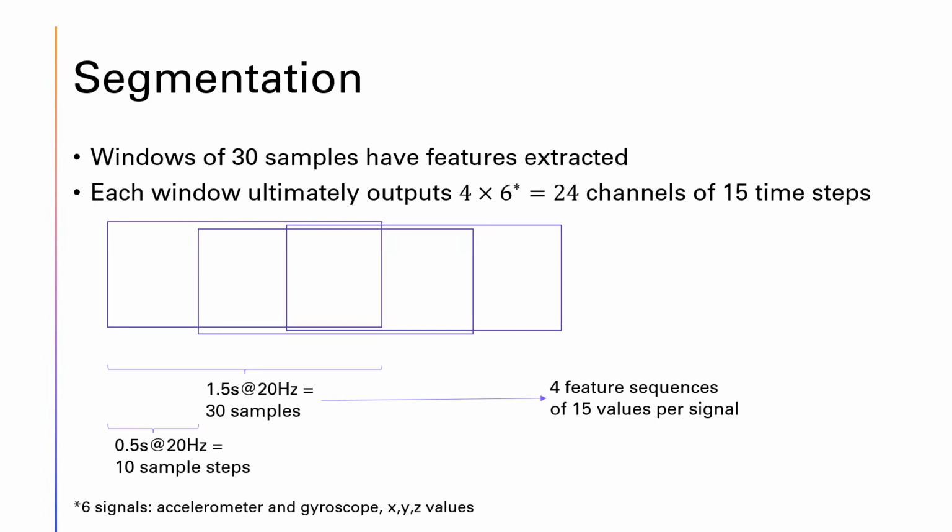Segmentation of the signals involves windows of 30 samples, which is equivalent to 1.5 seconds of data at 20 Hz. Each window is collected at 10 sample steps, where features are extracted from the window to be used as inputs to the neural network.